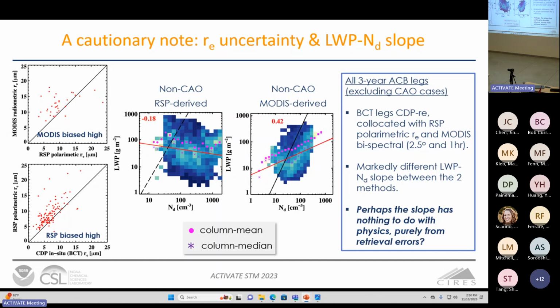So for the in situ effective radius, how much do you average the data? In situ, it's a leg average. Okay, so it's like an hour. 30 minutes. Okay, sorry, got it. I'm not sure about the exact minutes, but less than an hour, I guess. 3 minutes?